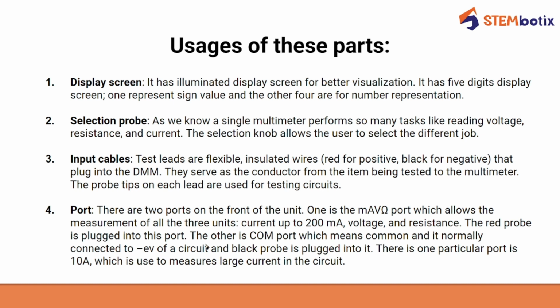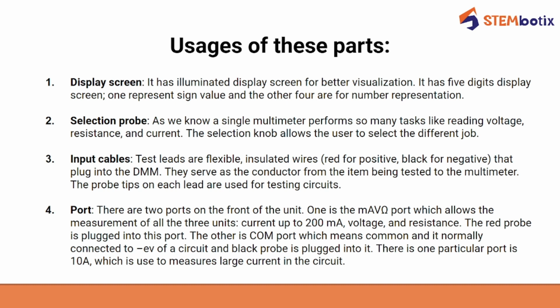Now ports. There are two ports on the front of the unit. One is the mA V ohm port, which allows the measurement of all three units: currents up to 200 milliampere, voltage and resistance. The red probe is plugged into this port. The other is the common port, which means common, and it is normally connected to the negative of a circuit, and the black probe is plugged into it.